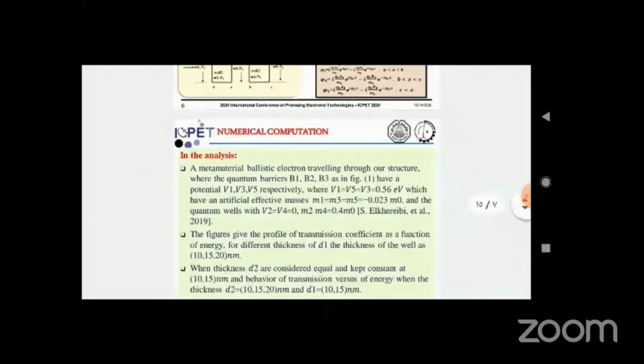Numerical computation. In analysis 1, a metamaterial ballistic electron travels through our structure, where the quantum barriers B1, B2, B3 are in figure 1, and have potentials V1, V3, V5 respectively, where V1 equal V3 equal V5 equal 0.56 electron volt, which have an artificial effective mass M1 equal M3 equal M5 equal minus 0.023 M0, and the quantum wells with V2 equal V4 equal 0, M2 equal M4 equal 0.4 M0.